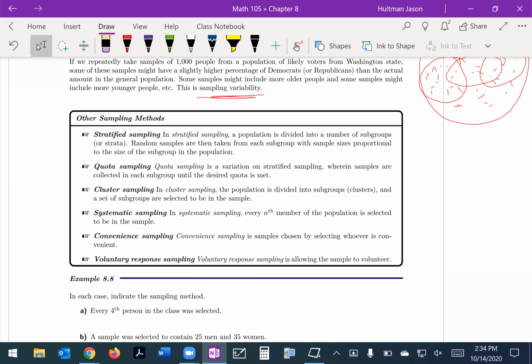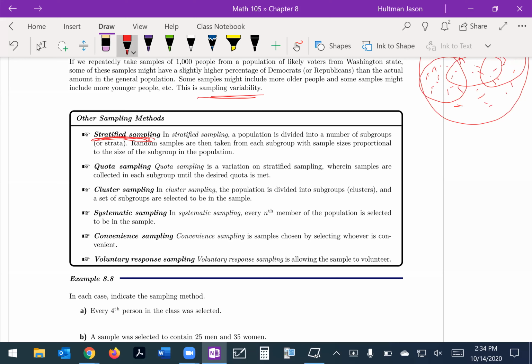Okay, so how do we do sampling methods? Now, some of these are better than others. It depends on which one you want to use, and we'll talk about whether this is a good one or a bad one. Okay, stratified sampling. Let's talk about stratified sampling.